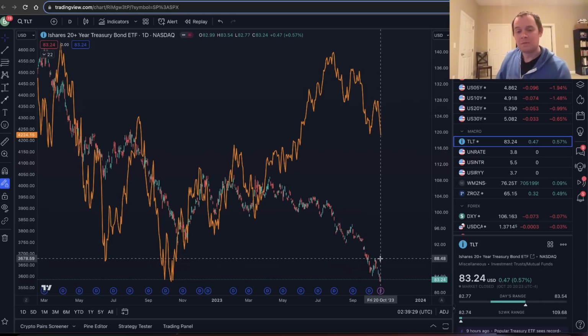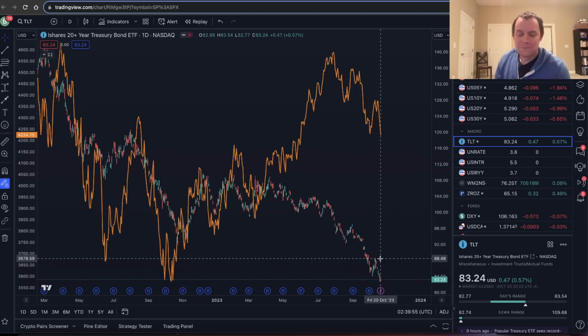Because remember, if the long end of the yield curve is going down, at the 30-year, the 10-year, the 20-year, and the stock market is going down, then the bond market actually offers up a hedge. But for the last couple of years, it hasn't really been a great hedge because as the stock market has gone down, so too has the bond market.